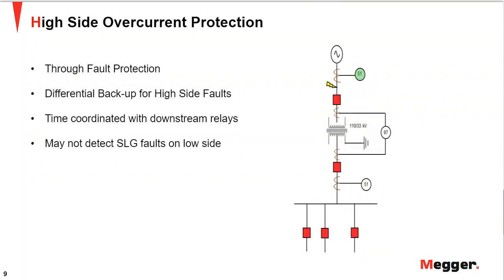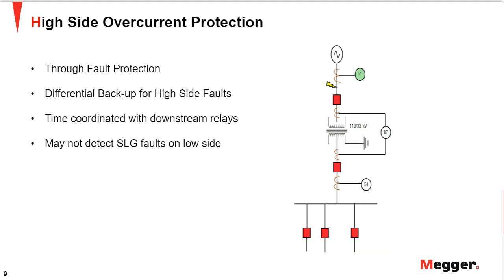So the first thing we'll discuss is the overcurrent protection. As the name suggests, anytime there is a current that goes above a set point of your function, that is an overcurrent condition. So the 51 relays, or 51 time overcurrent relays, are used to protect in this condition.